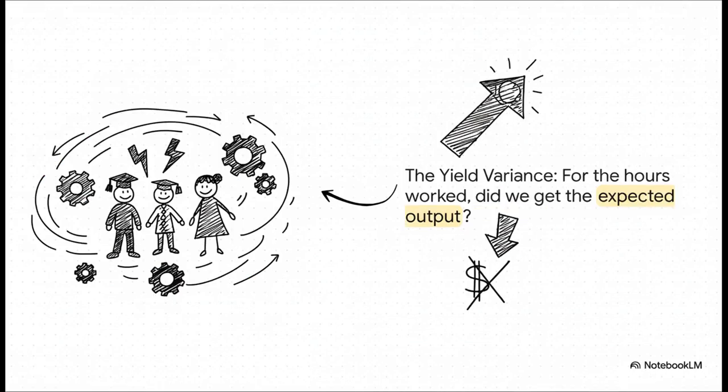And finally, we have the yield variance. Now, after you've accounted for the change in the mix, this variance tells you whether that actual group of workers was more or less productive than expected. It measures the pure output, or yield, from the hours they put in. So let's go back to our example. Even if our mix of 2 seniors and 2 juniors was more expensive, what if they were so good that they produced way more t-shirts than the standard output? Well, that would give us a favorable yield variance.